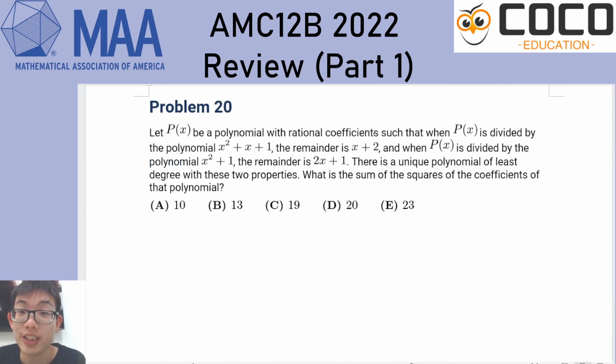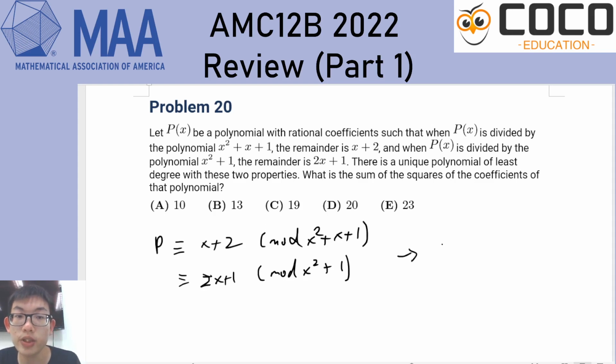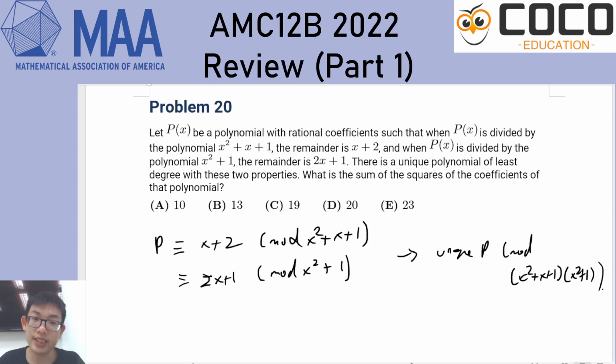P(x) be a polynomial with rational coefficients such that when P(x) is divided by this polynomial, the remainder is x plus 2. When divided by x squared plus 1, the remainder is 2x plus 1. Now you can think of this almost like a quasi-modulo arithmetic question. It means that there would be a unique P modulo the product of these two things, is what it would say, because these two polynomials are essentially co-prime.